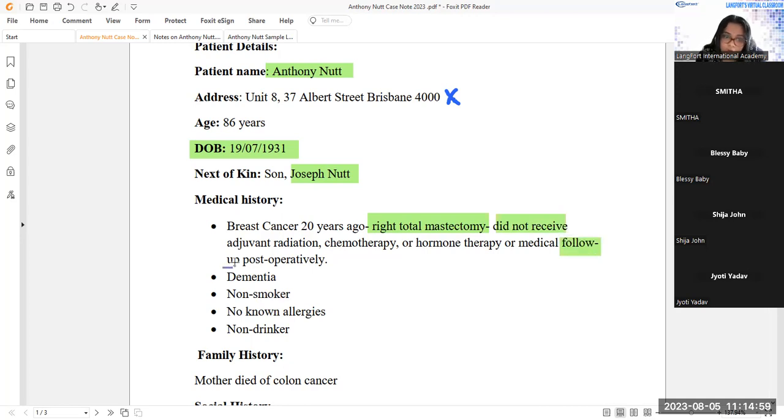Okay, what about the patient's dementia? Yes, I need to write it, because the reader is going to take care of the patient, so the reader needs to know. What about non-smoker, no drug allergies, non-drinker? Should I include that? No need.